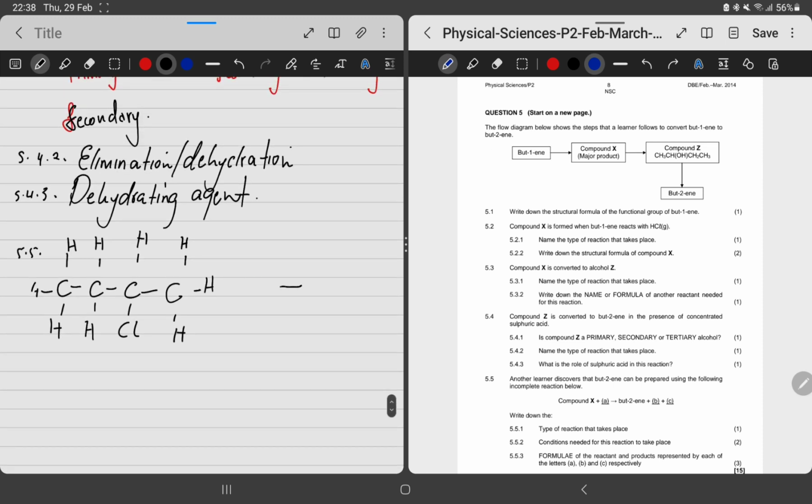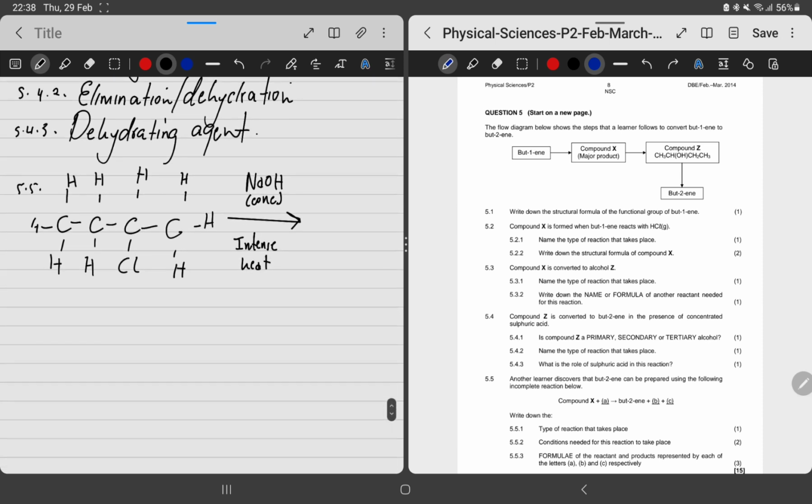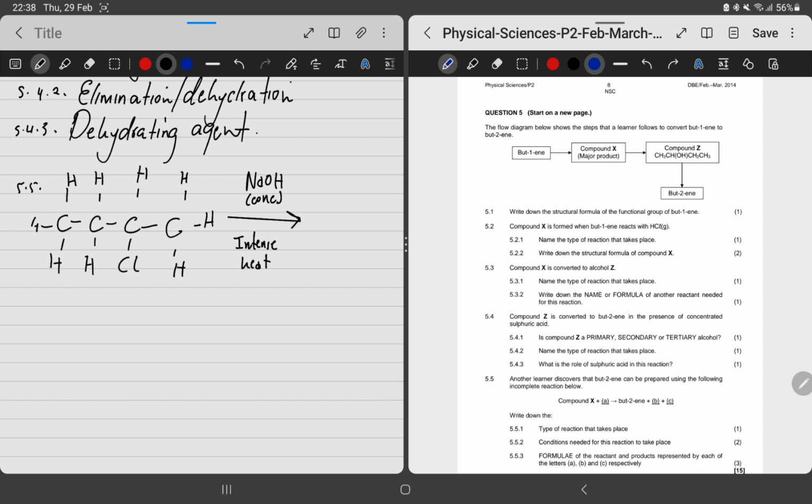Okay. Remember what we said. We said that when you react a haloalkane with a strong concentrated base, what happens? It will undergo an elimination reaction. So this must be concentrated sodium hydroxide, and you also need intense heat or strong heat. And then what is going to happen? You are going to form an alkene according to Zaitsev's rule. So this is what is going to happen.